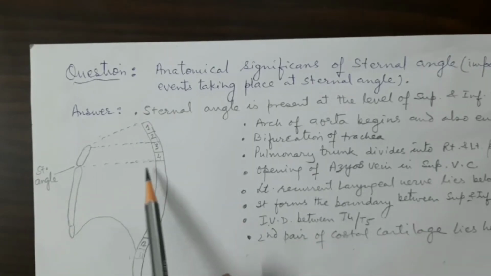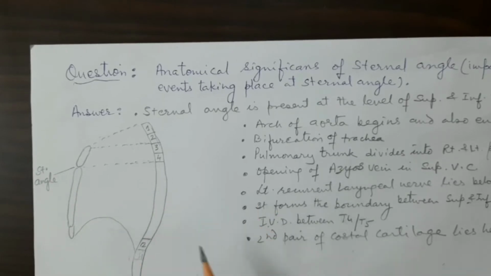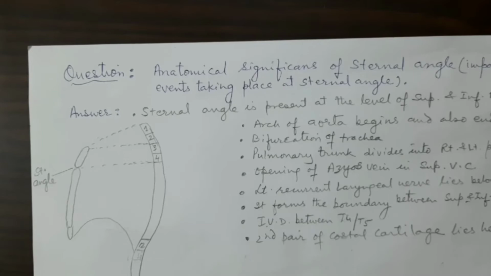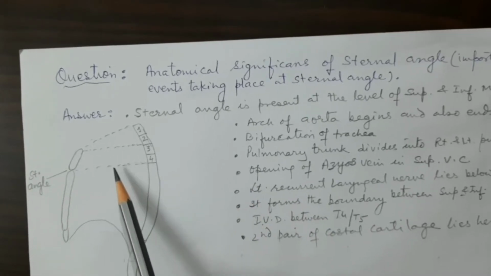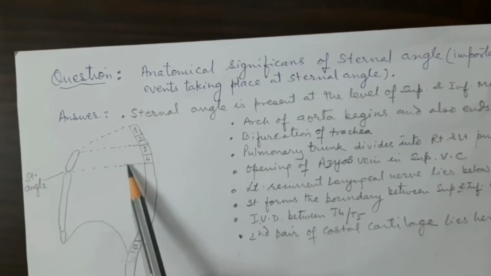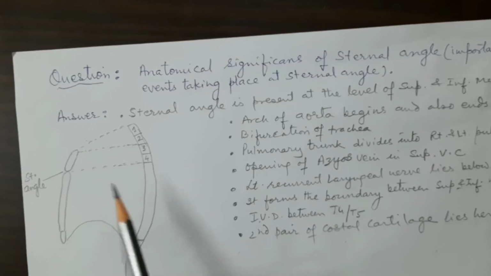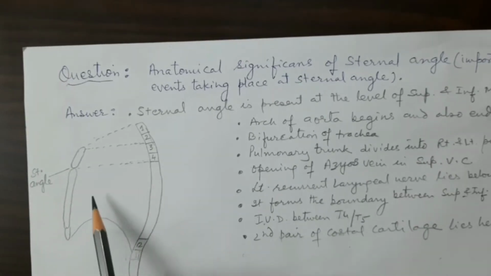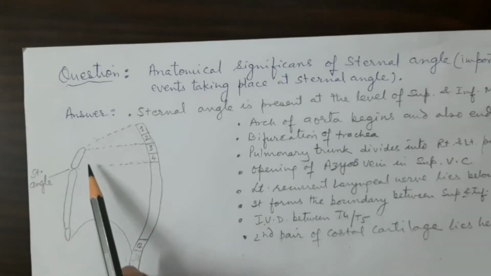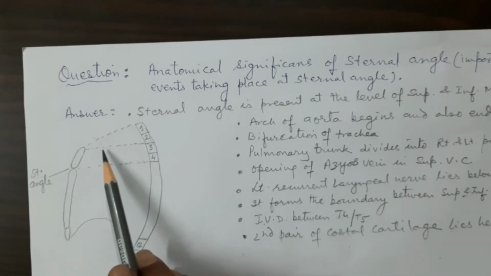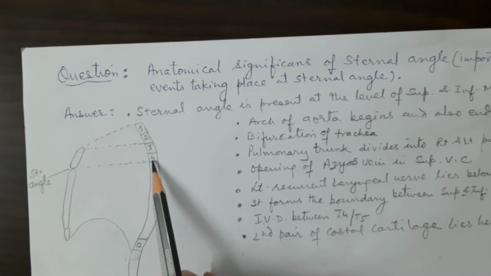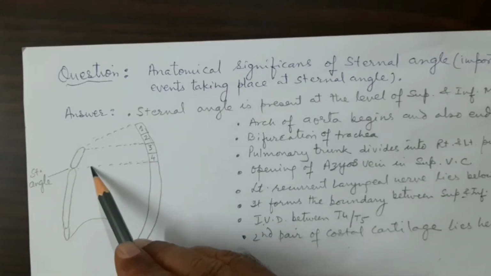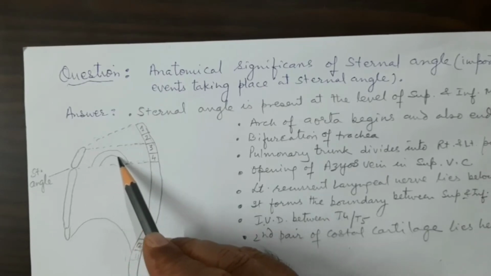Now at this angle, what are the events which take place? At the level of the sternal angle or the manubriosternal joint, there is the beginning of the arch of aorta, and the arch of aorta also ends at the same level. That means at the level of the sternal angle it begins as well as ends. It lies within the superior part, just in front of the third and fourth thoracic vertebrae.